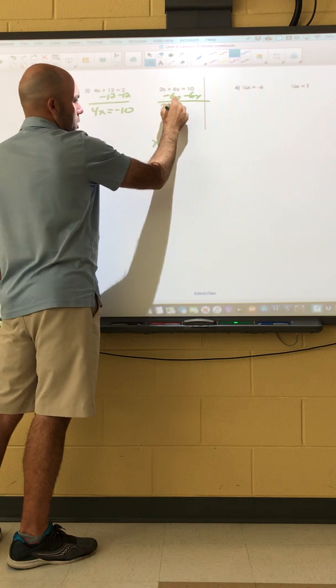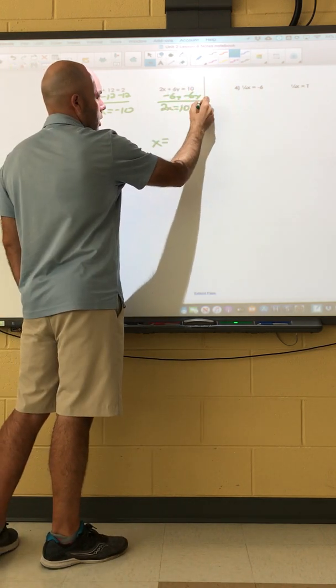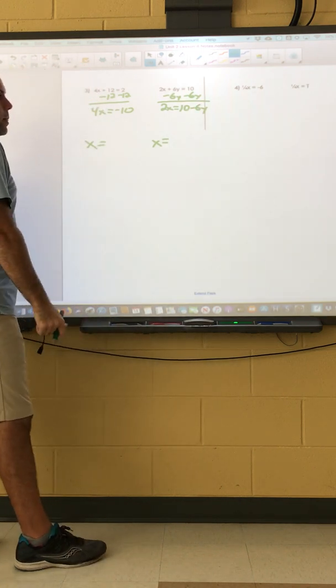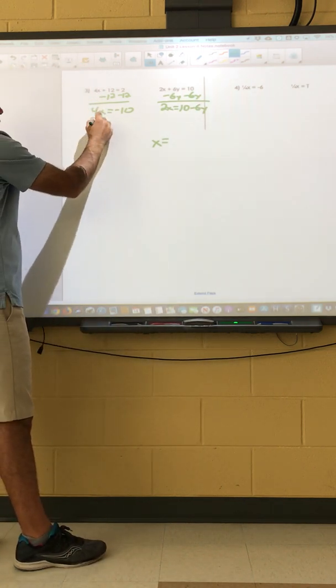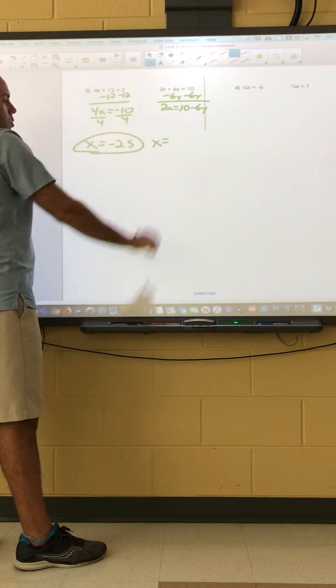Here I bring the 2x down. Now the difference here is 10 minus 6y. I can't actually do that, so I just write 10 minus 6y. Okay, next I see 4, so I'm going to divide by 4. Well, negative 10 divided by 4 is negative 2.5, so I just write my answer.